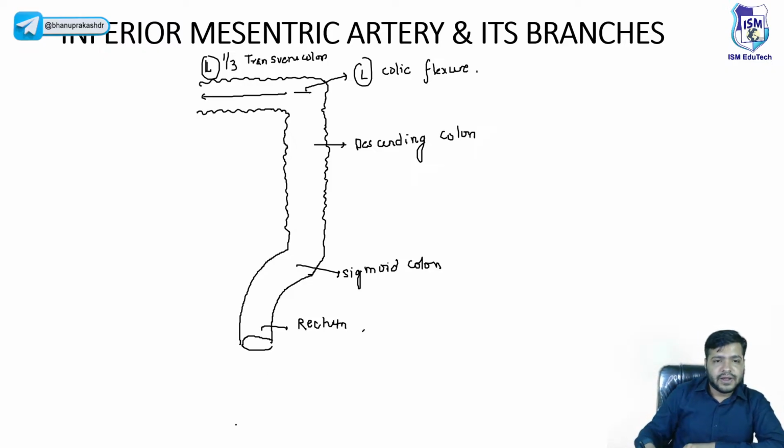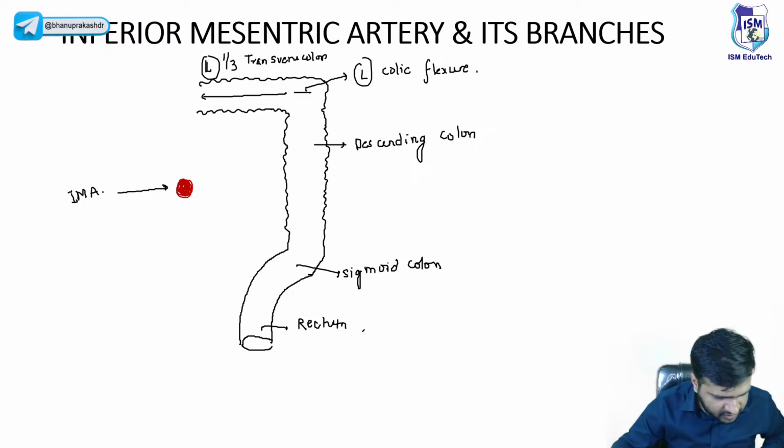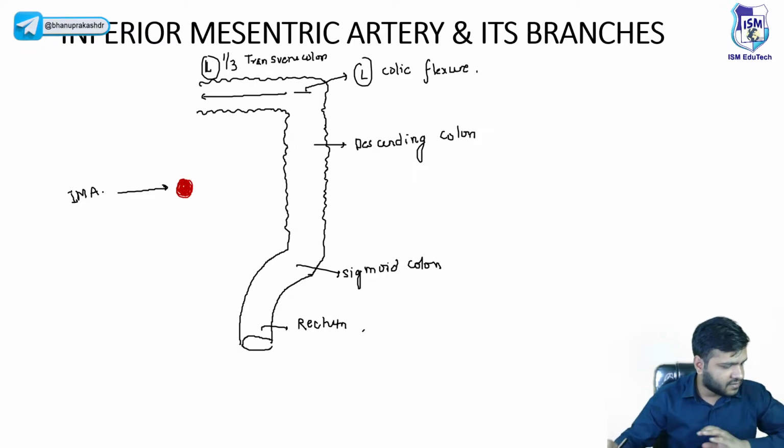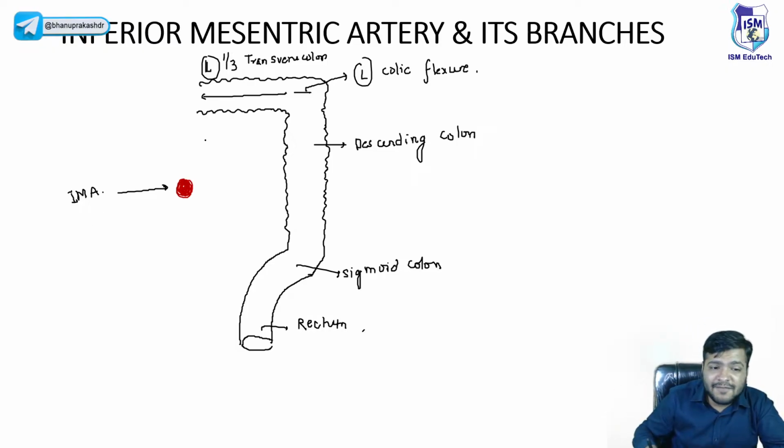Over here, guys, you already know we have the inferior mesenteric artery. Now this is the inferior mesenteric artery, the one I have drawn right now. I'll use another color to label it. This inferior mesenteric artery gives off branches to the left one third of the transverse colon.